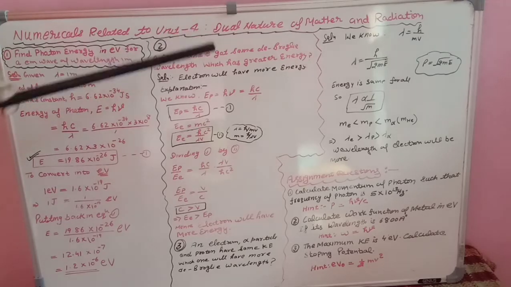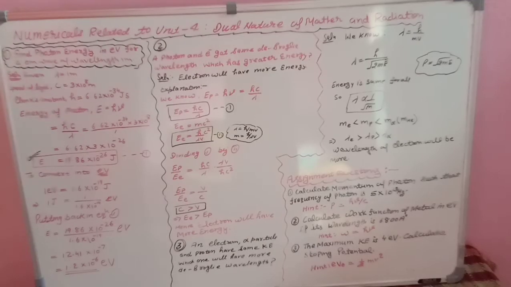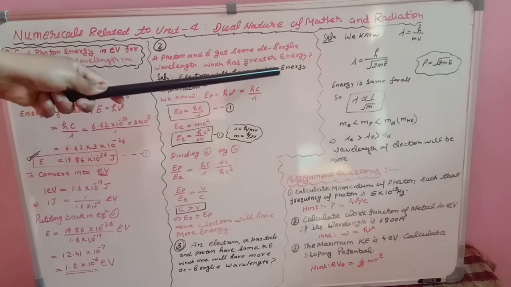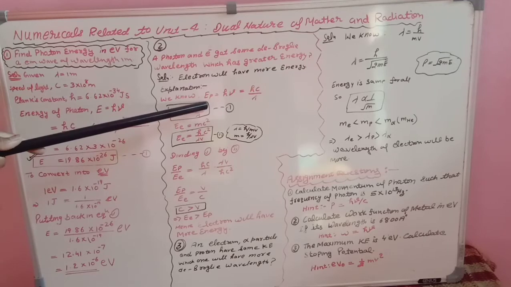A photon and an electron. We are comparing a photon and an electron. A photon and an electron have the same de Broglie wavelength; which has greater energy? Both have the same de Broglie wavelength, you have to tell which one has greater energy. So let us start. The electron will have more energy. The answer is written in the first line only, that the electron will have more energy. But if the question is for 3 marks, you have to explain why the electron will have more energy. Okay, so we know that photon energy, E_p, means energy of photon, is equal to h nu.